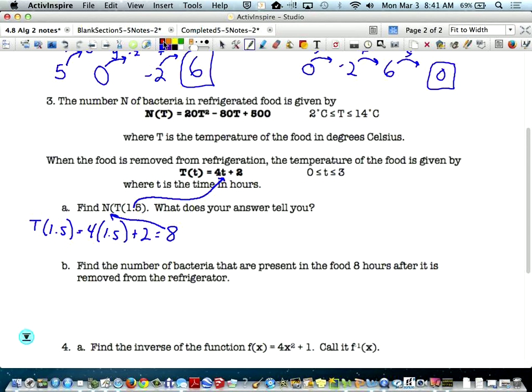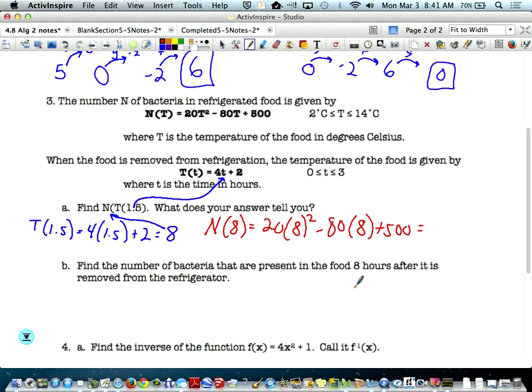So I'm going to switch colors so you can see it. Big N of 8 is 20 times 8 squared minus 80 times 8 plus 500. So carefully type that into your calculator. You can do it exactly as I see it: 20 parentheses 8 squared minus 80 times 8 plus 500.